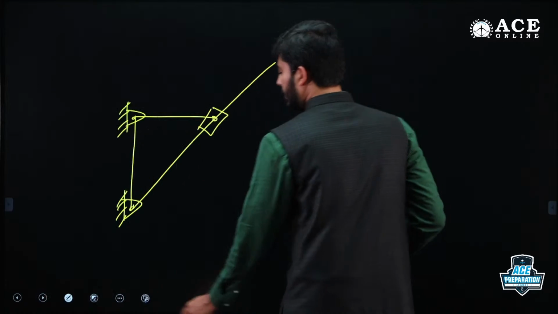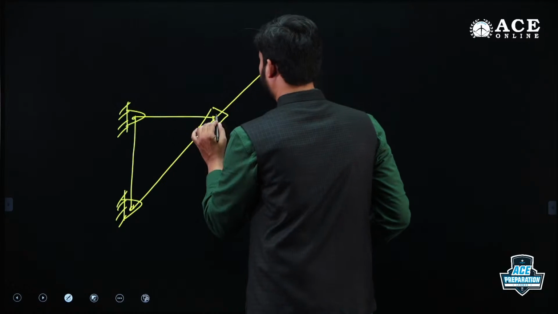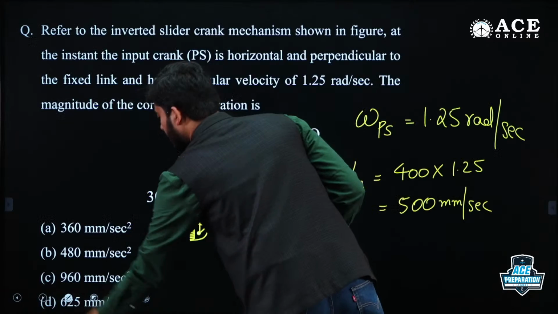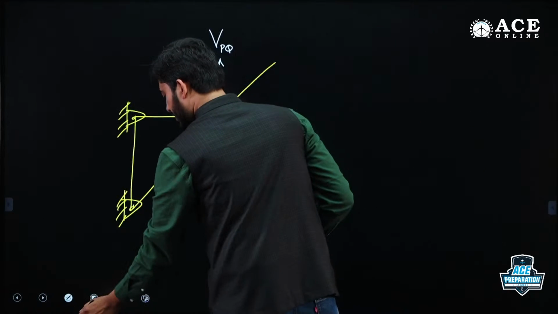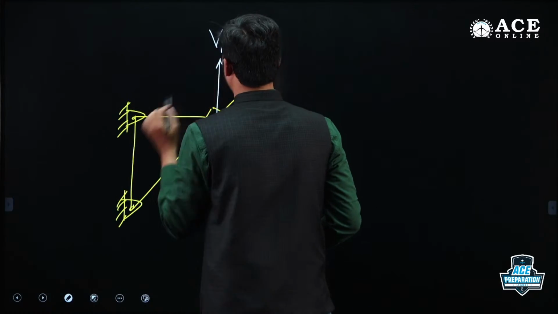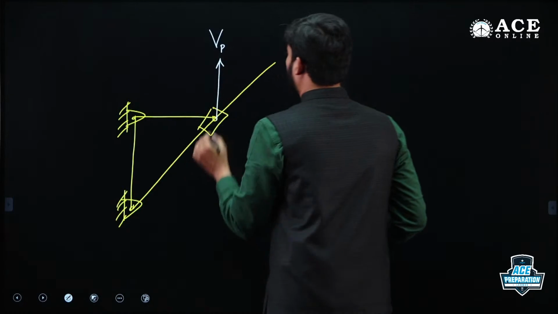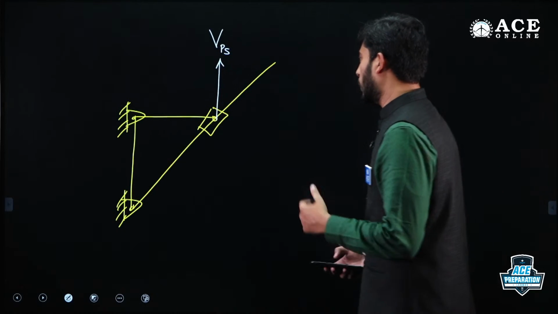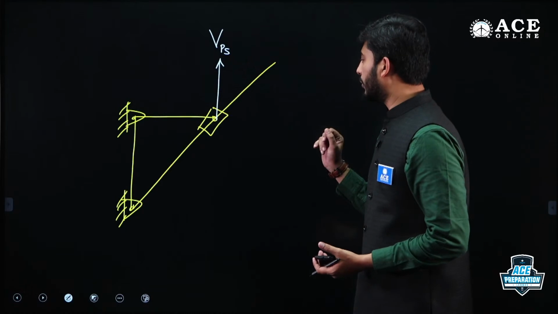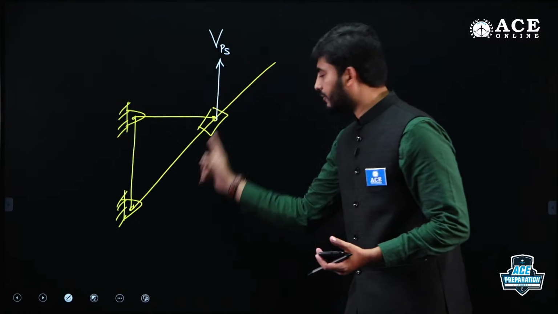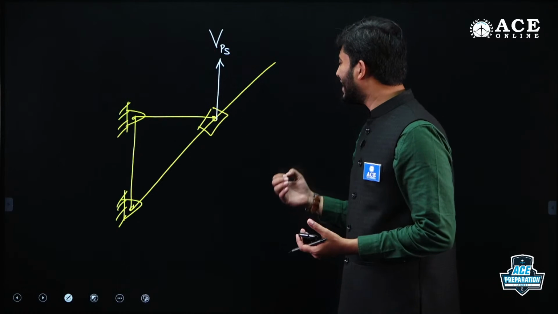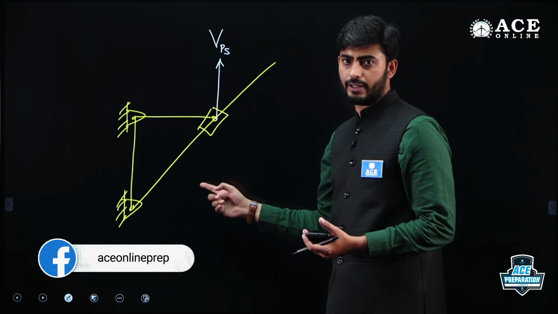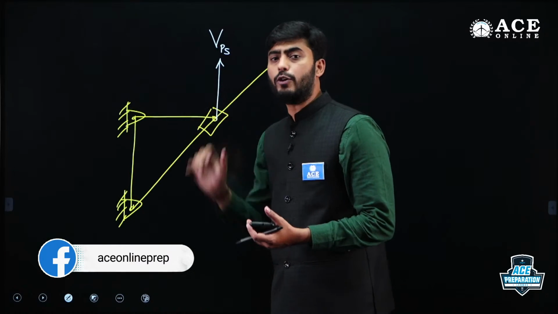So the velocity direction, let me just change the color here. This is VPS. Now, this VPS we can resolve in two components. Here on the slotted bar, you can see a slider is moving along the slotted bar, and this slotted bar is in angular motion also.